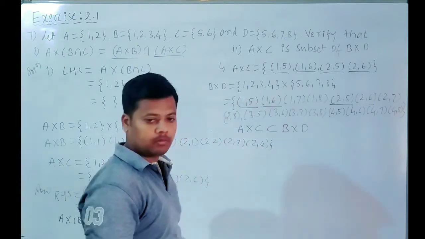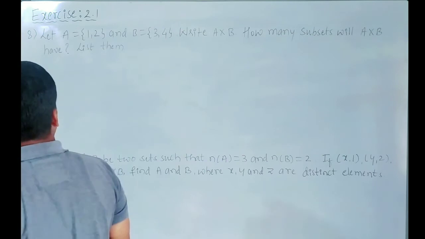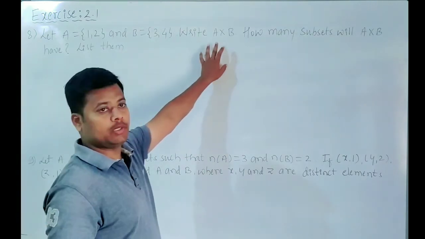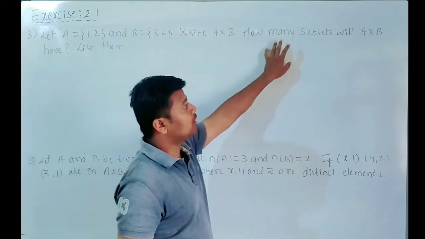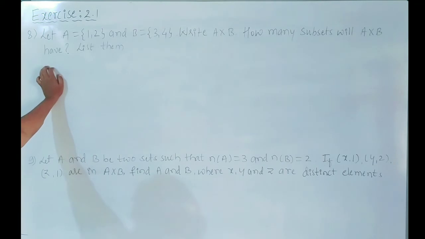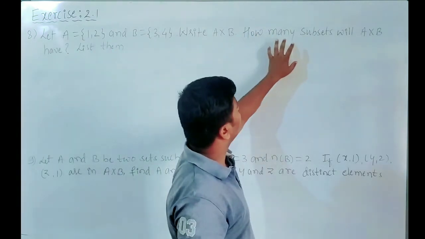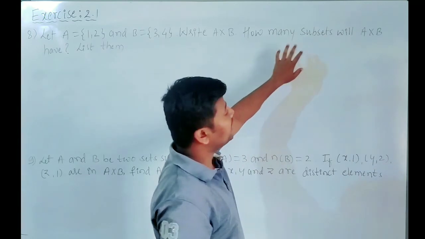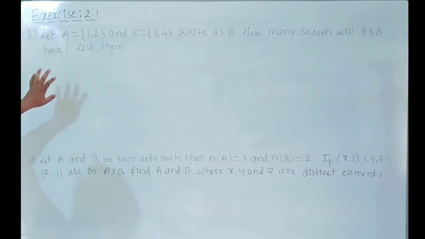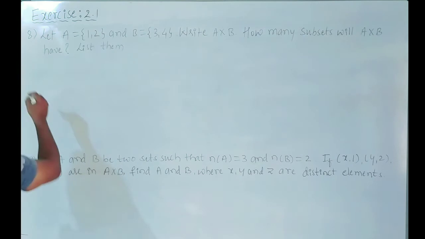Okay. Done. Next, 8th question. Let set A equal to 1, 2 and set B equal to 3, 4. Write A cross B. How many subsets will A cross B have? First we have to find the Cartesian product of A and B, and we have to check how many subsets the Cartesian product of A and B will have, and we have to list them. Okay. Solution.